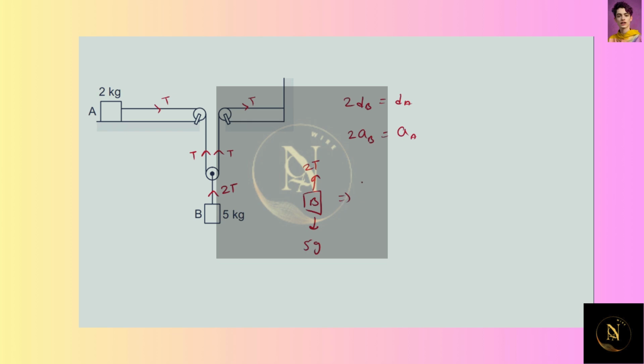So the net force downward is 5G minus 2T, which will be equal to mass times acceleration of B. And if you make a free body diagram of block A, then we find that tension T is the only force acting on block A. So the net force will be equal to mass into acceleration of A. Now using this equation, here comes 2 times the acceleration of B, equals 4 times the acceleration of B.